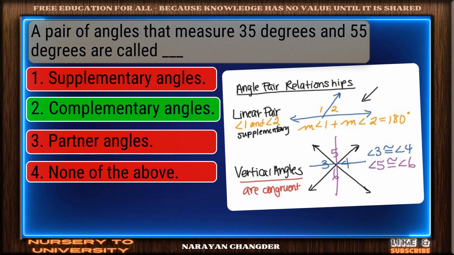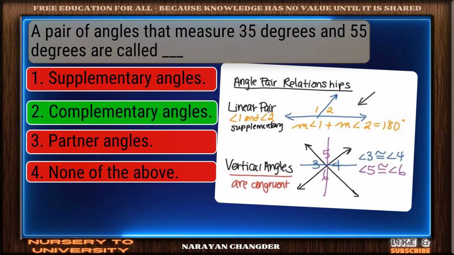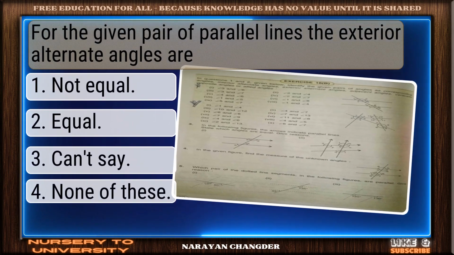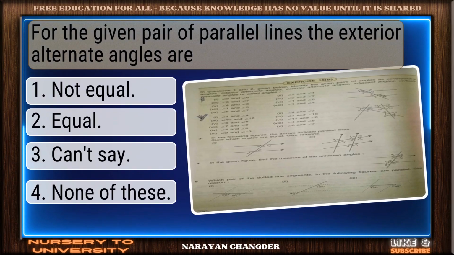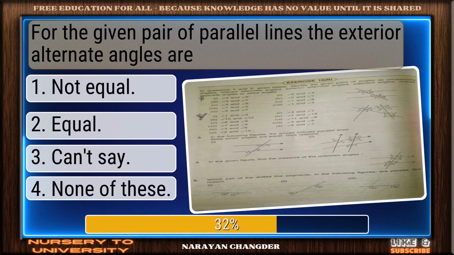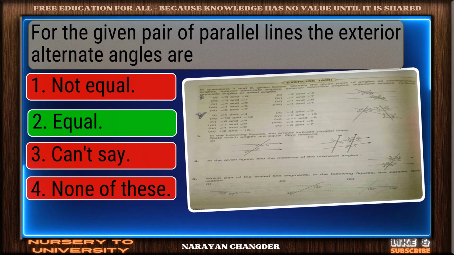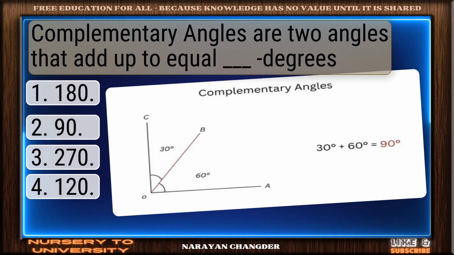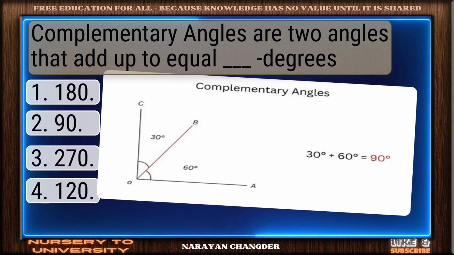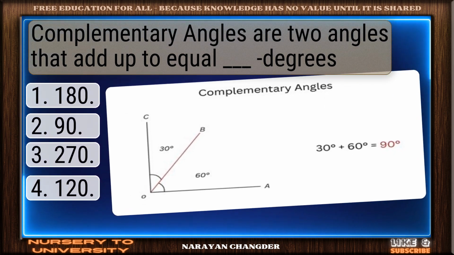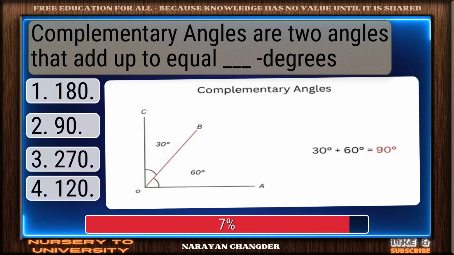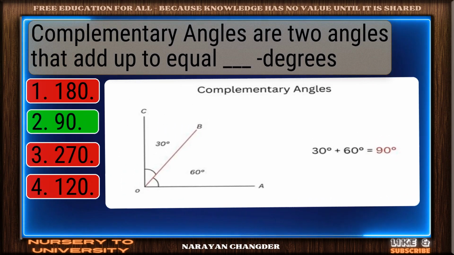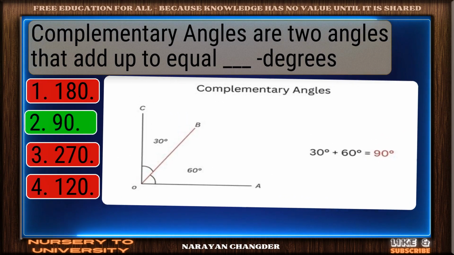Great thinking. Complementary angles is the right choice. Question number 95. For the given pair of parallel lines, the exterior alternate angles are. Right again. Equal is a valid answer. Question number 96. Complementary angles are two angles that add up to equal dash degrees. You're right. 90 is the correct answer.